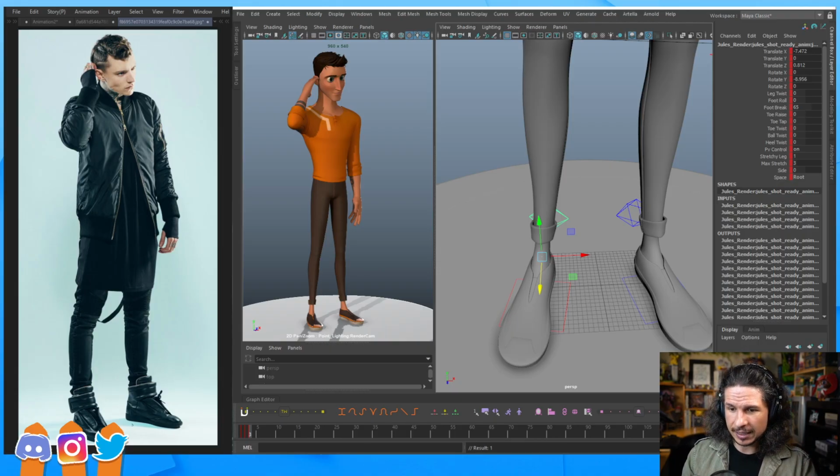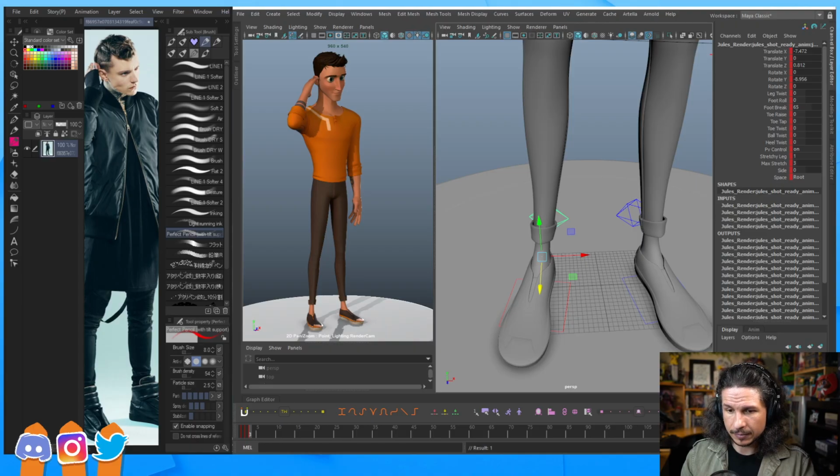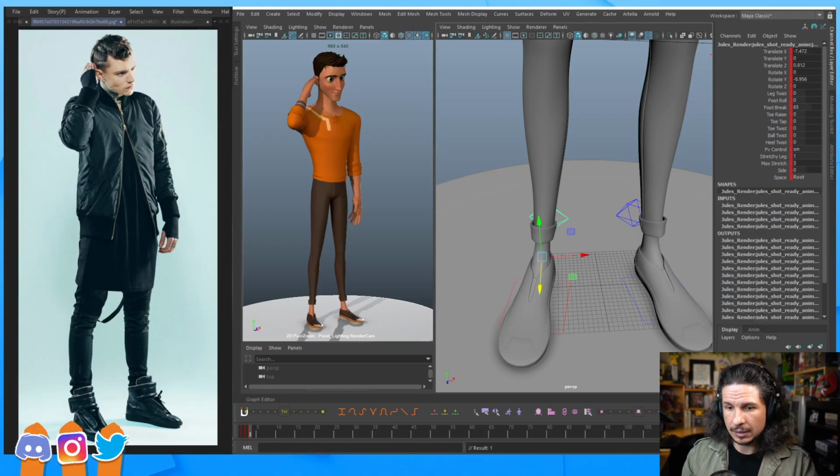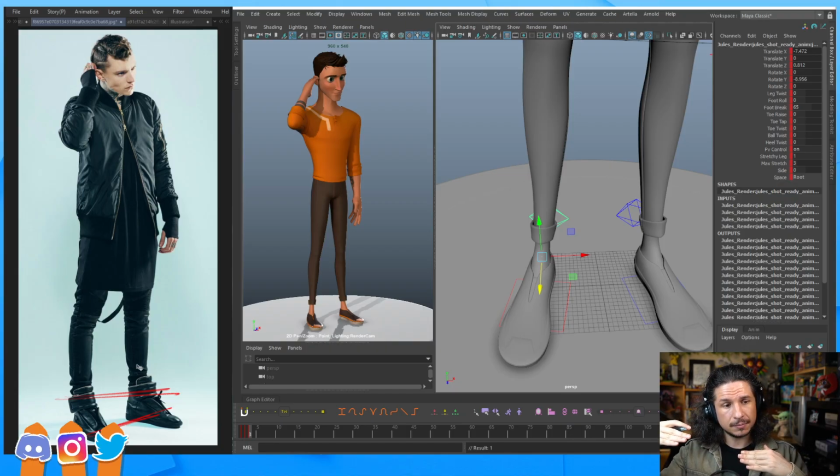If we actually look at this here, and let's make sure I'm on a separate layer. There's the line of the feet going this way and the line of the body going this way. If we bring them closer together, see how they're not parallel?